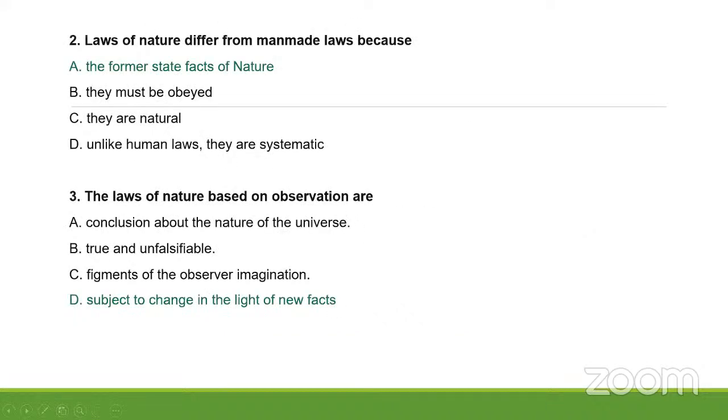Similarly, there are other questions to this passage. The other one which you can see is: laws of nature differ from man-made laws because... there are four options. You might feel like they are natural as an answer to it, or maybe unlike human laws, they are systematic, such things. But again, something from the passage which suits this question's answer better is the former, states facts of nature.